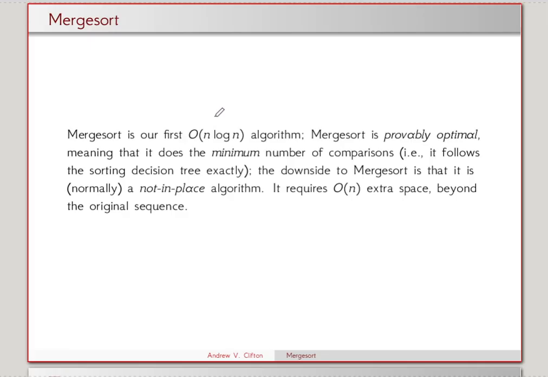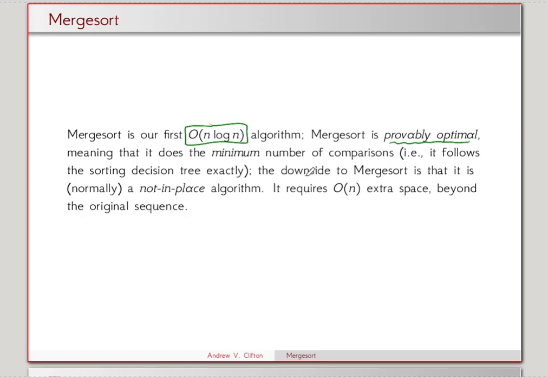So we're looking at our first sub O of n squared sorting algorithm here, and this is Mergesort. It runs in n log n time, and what's more, it is provably optimal, meaning that it does the minimum number of comparisons. It follows the sorting decision tree that we drew in the proof of n log n video exactly.